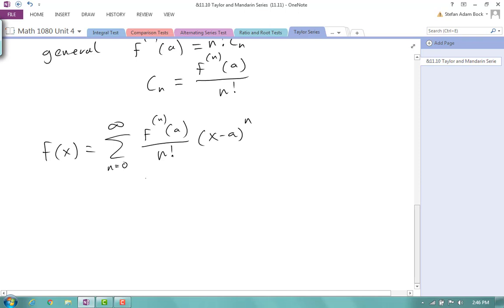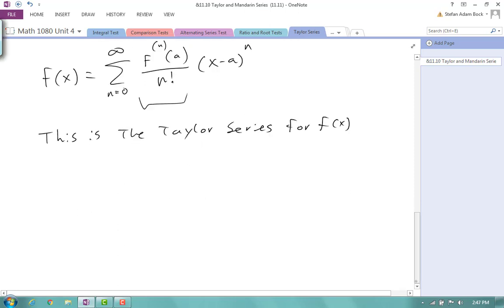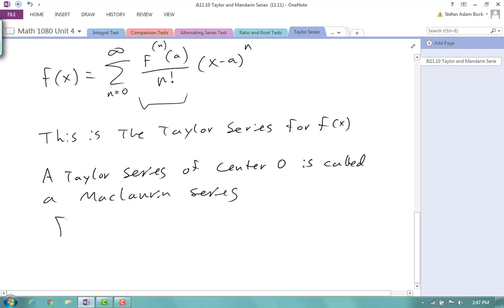And this construction, a power series with this coefficient term, is called a Taylor series. In the special case that the center is 0, we call it a Maclaurin series. But since the Maclaurin series is just a Taylor series, I'm just going to call everything a Taylor series. And that would look like f of x equal to the sum from n equals 0 to infinity of the nth derivative of f at 0, over n factorial, times x to the n.